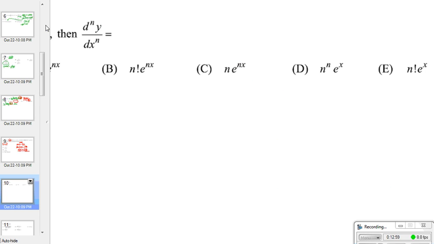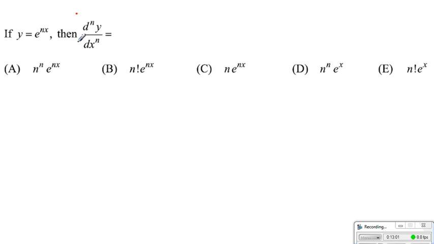This is number 10. Here we have y equals e to the n times x. This basically means we will be taking the derivative n number of times. And how can we do this one? In fact, if you take the derivative first time, you will have e to the nx as it is, but the derivative of nx will be multiplied together, which will be simply equal to n.